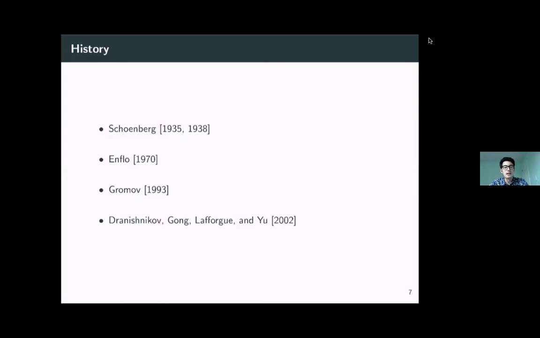In 2002, 9 years later, this group of people answered the question negatively. They gave an example of a separable metric space that does not coarsely embed into a Hilbert space. And that example was essentially Enflo's example. So they modified it, and a very similar example is able to negatively answer both of these questions. And I bring up this history because we're going to use that example today to prove a similar result.